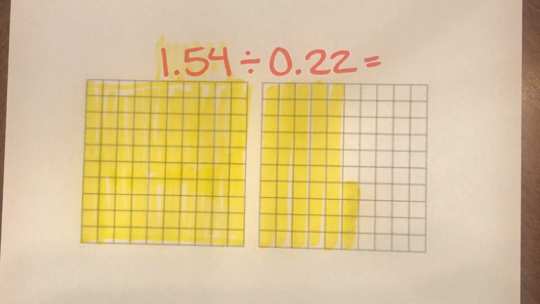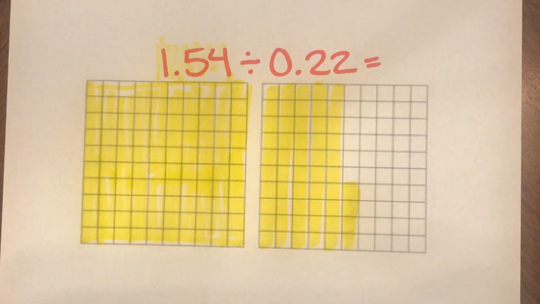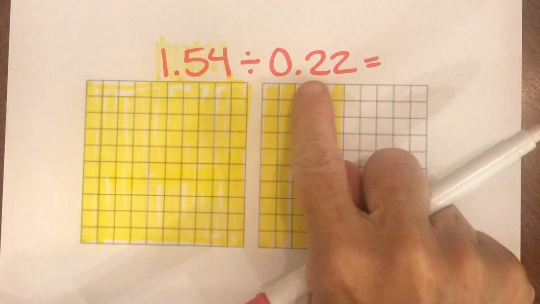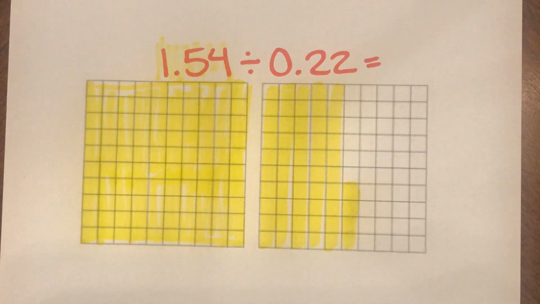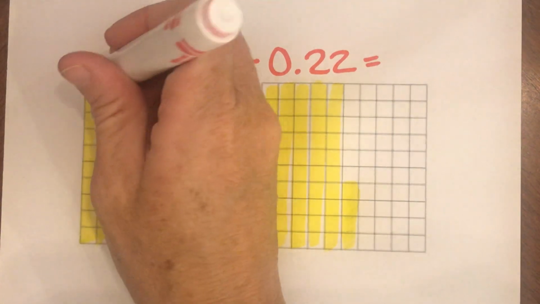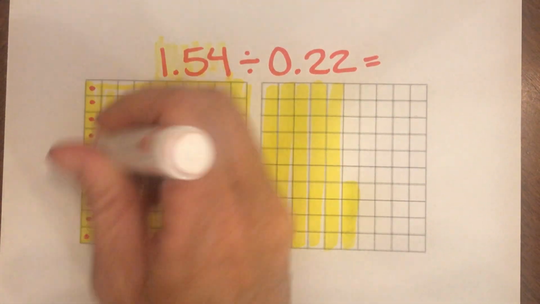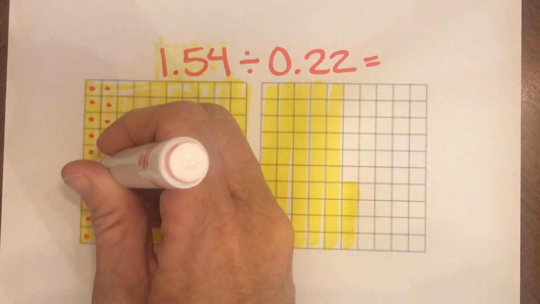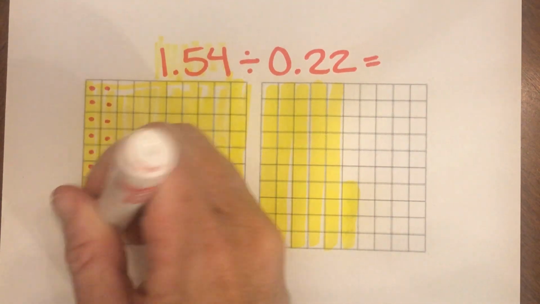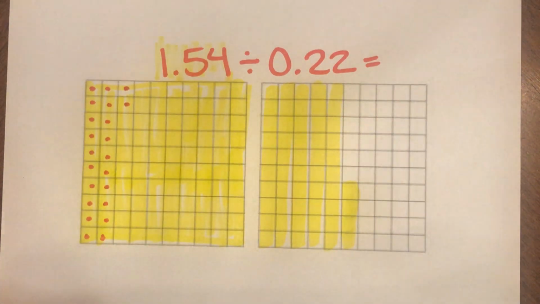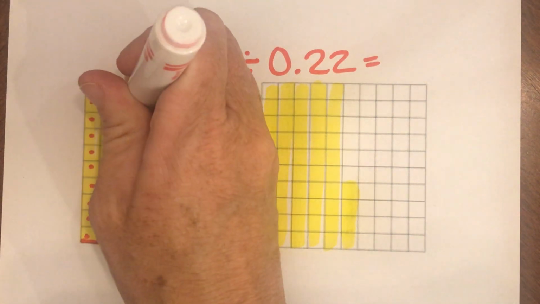Okay, so now that was step 1. Step 2 is I'm going to circle groups of the divisor. So I need groups that have 0.22 in them. Okay, so let's start over here. Ready? 1, 2, 3, 4, 5, 6, 7, 8, 9, 10, 11, 12, 13, 14, 15, 16, 17, 18, 19, 20, 21, 22. So that's 22 hundredths in my first group.